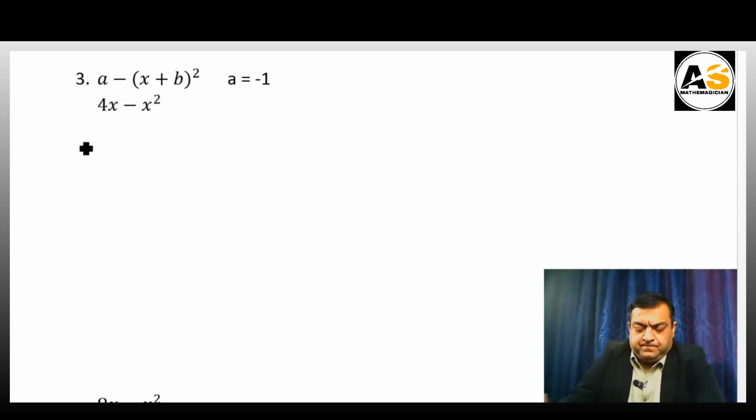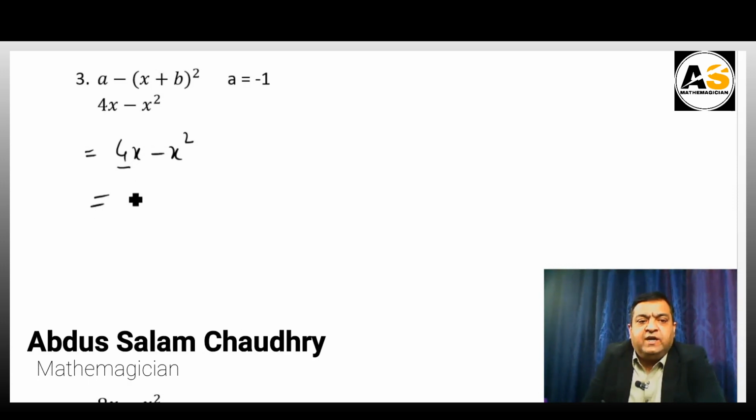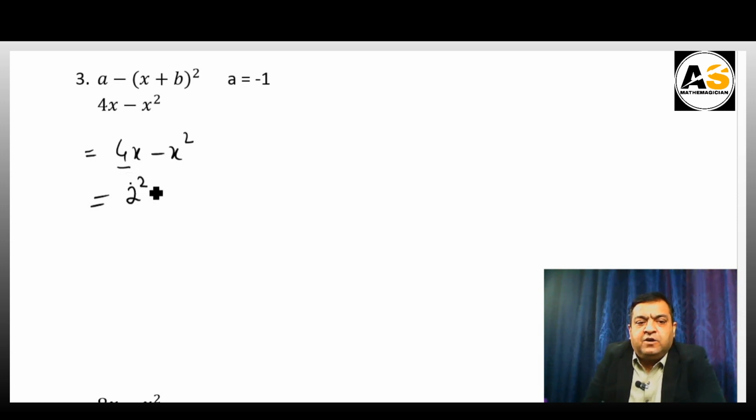Like over here. What we will do over here, we will take half of this coefficient, which is 2. Its square will be added and subtracted. First we will add square of 2, then we will subtract square of 2 plus 4x minus x square.